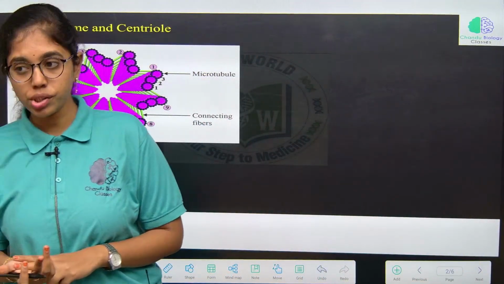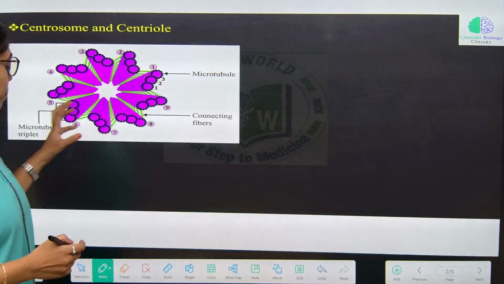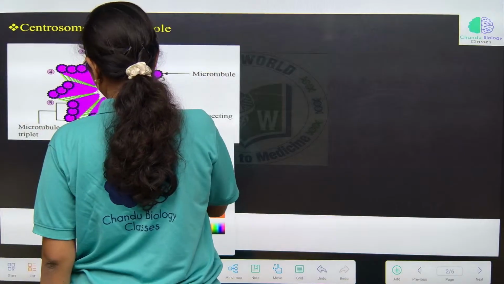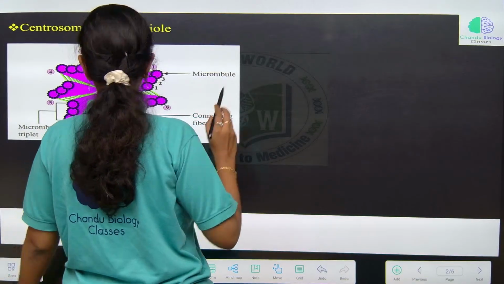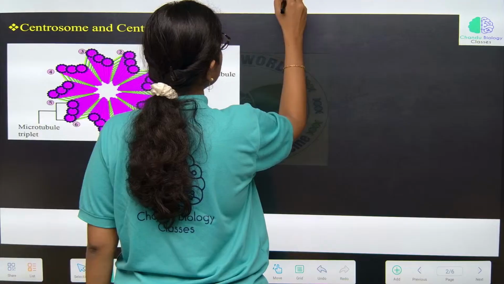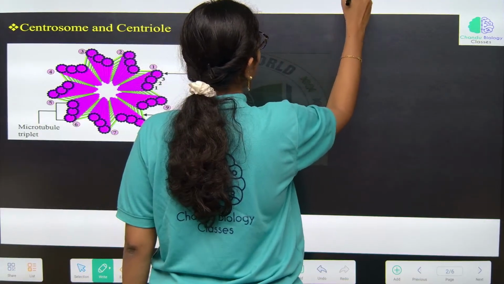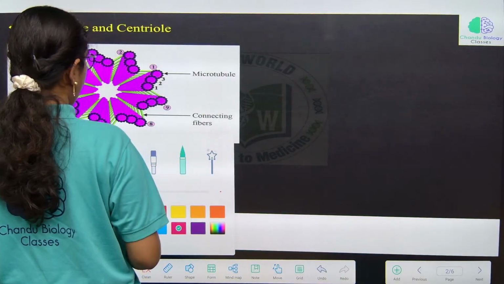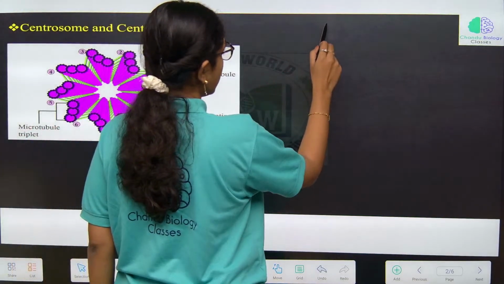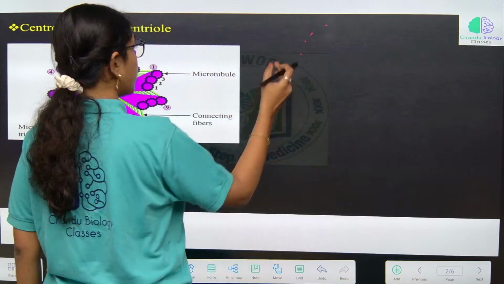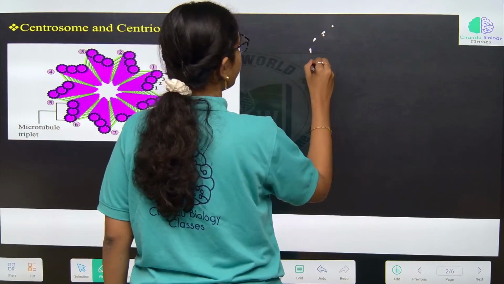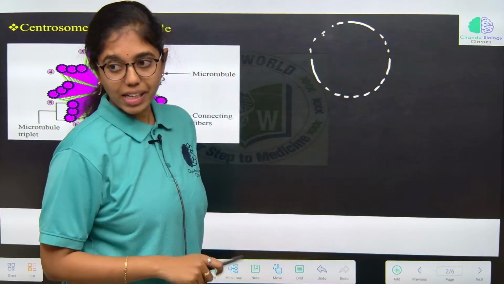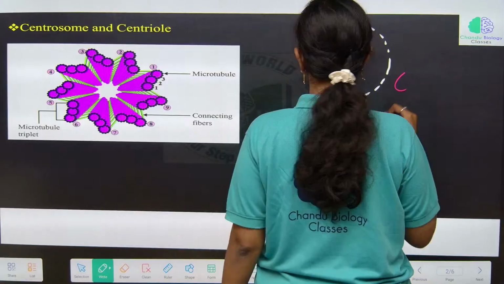In yesterday's class we discussed non-membrane bound organelles and the two organelles of the endomembrane system. The next non-membrane bound organelle, which is found only in the animal cell, is the centriole. Centriole is found only in animals. Here, if you see, the centriole is present inside the centrosome.